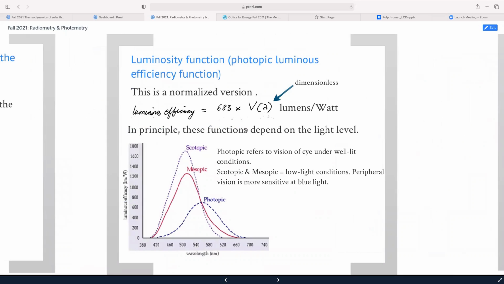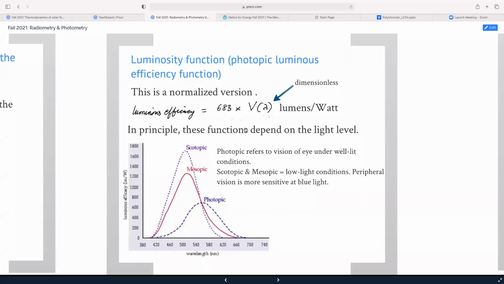Now, we should also be aware that these things change based on the lighting level. It's not a linear response. So I'm talking about the curve here for a second. The luminosity function can change if you're under low light conditions or nice brightly lit conditions. And you have all probably experienced this when you drive in the dark, at dusk, or under broad daylight. Photopic refers to vision of the eye under well-lit conditions, which is this curve here. The scotopic and mesopic refer to low light conditions, which is a little bit blue shifted and less in the red. So the reds are starting to be much less sensitive. And we'll see why that's important shortly.